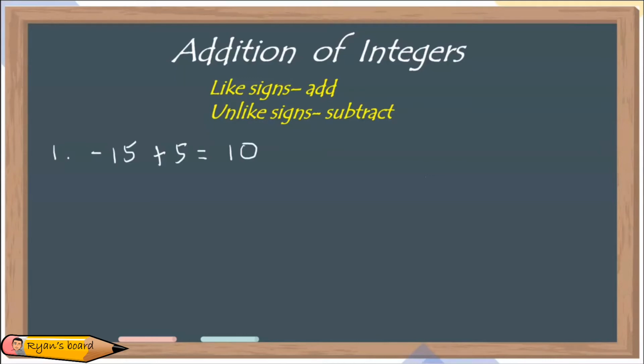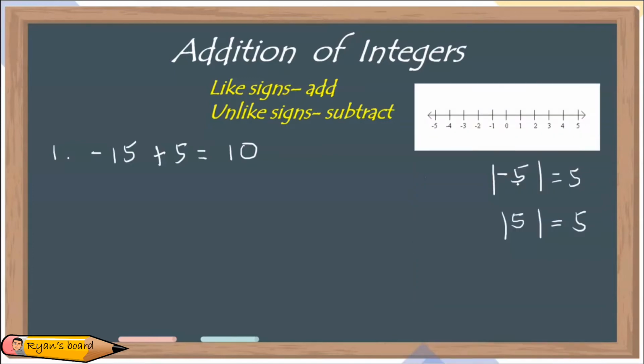Let us discuss kung ano ibig sabihin ng absolute value. Let's say, for example, we have negative 5. Ang absolute value ng negative 5 ay 5. Then, the absolute value of positive 5 is 5. Ano tong absolute value? Pag sinabing absolute value, iyan yung distance ng number na yon from 0. So if this is positive 5, ilan ang distance niyan mula sa 0? That's 1, 2, 3, 4, 5. Kaya yung absolute value ng positive 5 ay 5.